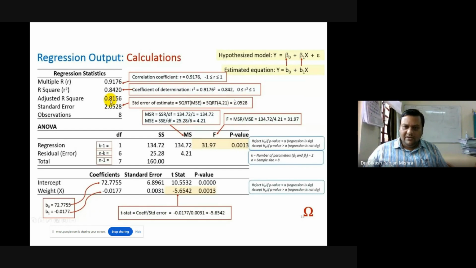Here the error term's standard error is found to be 2.0528, which makes sense in the sense that if it is very high, then accordingly your F statistic will be very low. So that's why this particular value also needs to be as low as possible. The value corresponding to regression, that means your fitted model, comes out to be 134.72. So in that way, these are two different things.